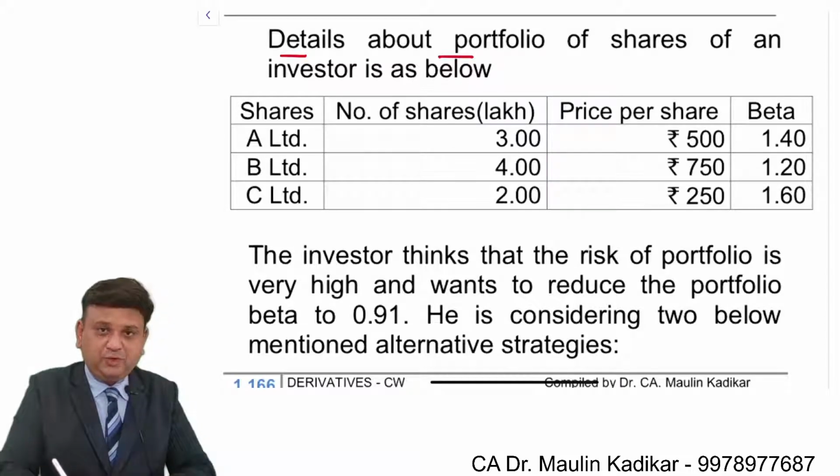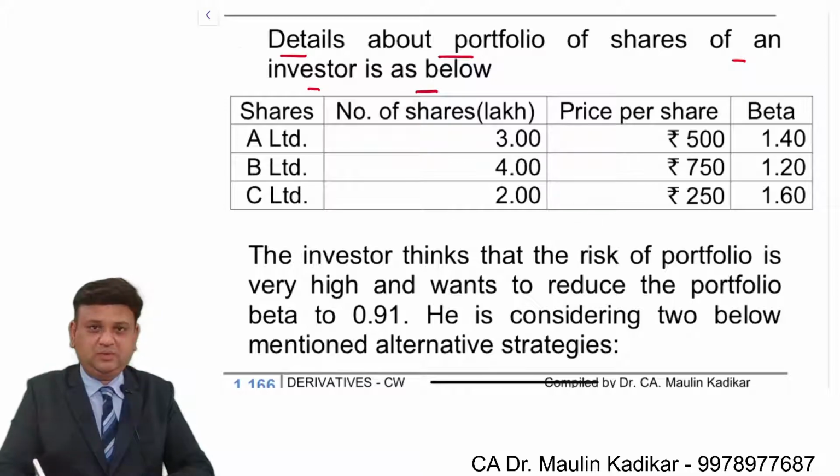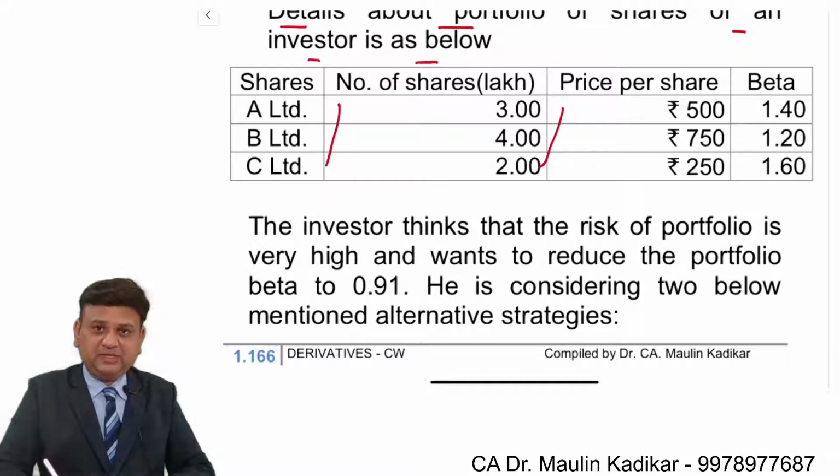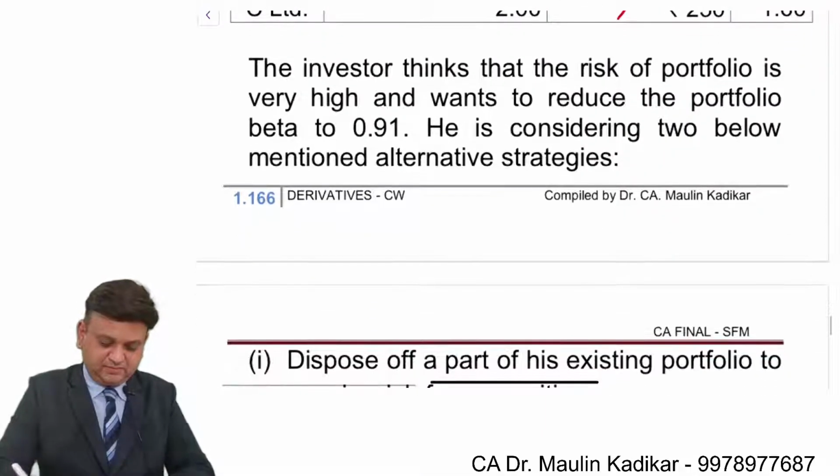Details about the portfolio of the shares of an investor is as below. एक इन्वेस्टर ने ये 3 सिक्योरिटी में इन्वेस्टमेंट किया है. What is the number of shares? What is the price and what is the beta is given to us.